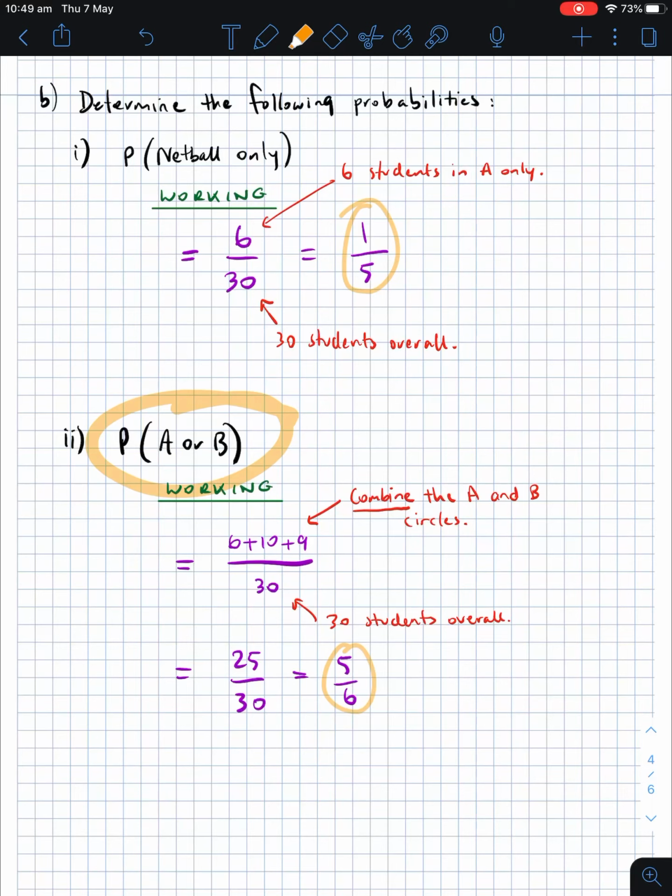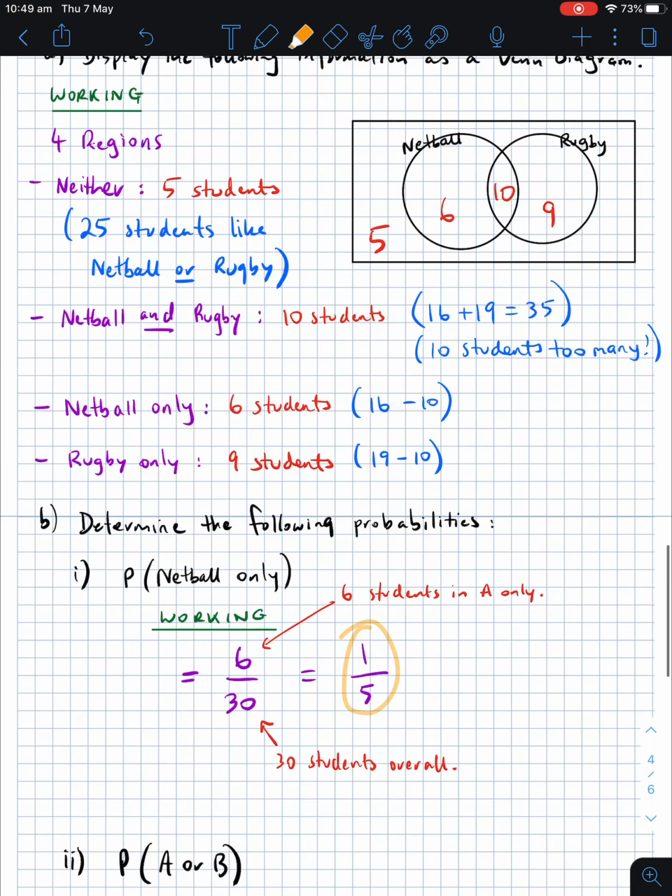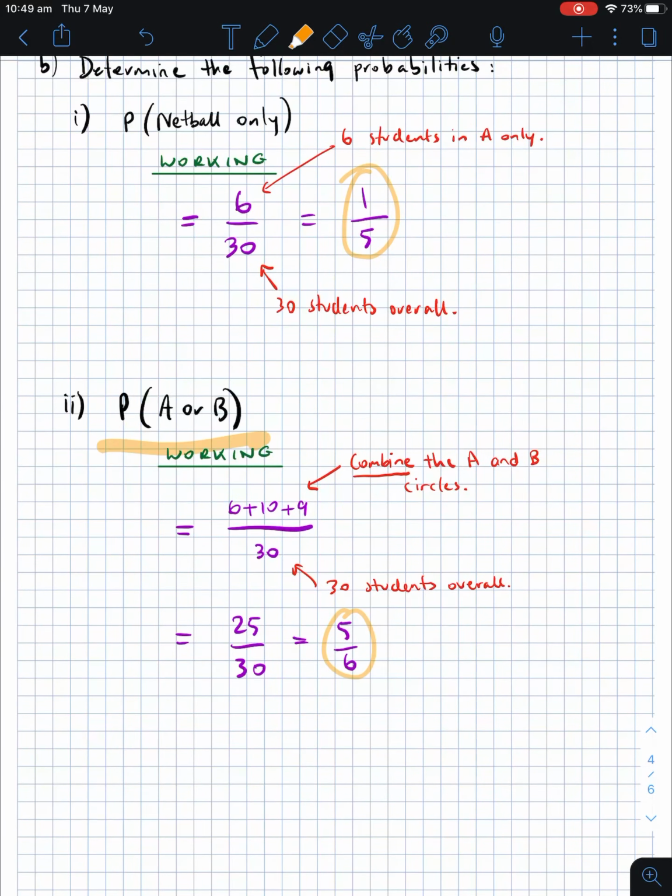Let's do the next question now. So the probability of A or B. So A or B, that's pretty much they like netball or rugby. It doesn't matter which. So you're literally wanting to be adding up the number of kids in these 3 sections. So you're going to be adding the 6, the 10 and the 9. That makes a total of 25 out of the total of 30 kids. And that simplifies to a 5 in 6 chance of getting a kid that likes netball or rugby. So hopefully this helps. So sorry, and I'll fix that up. Instead of A or B, it was netball or rugby.